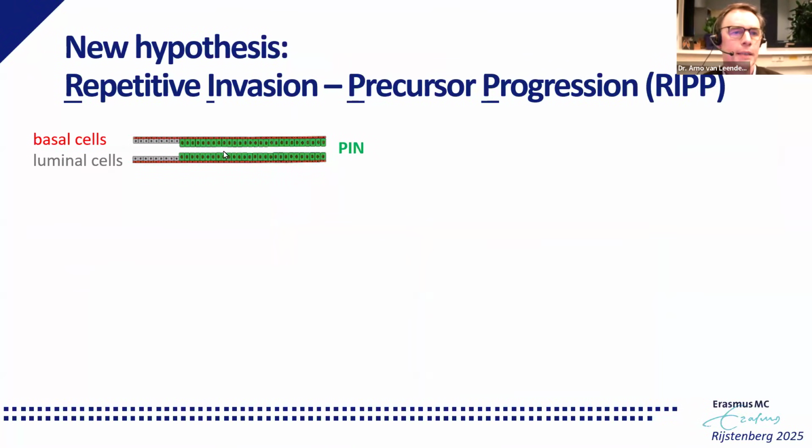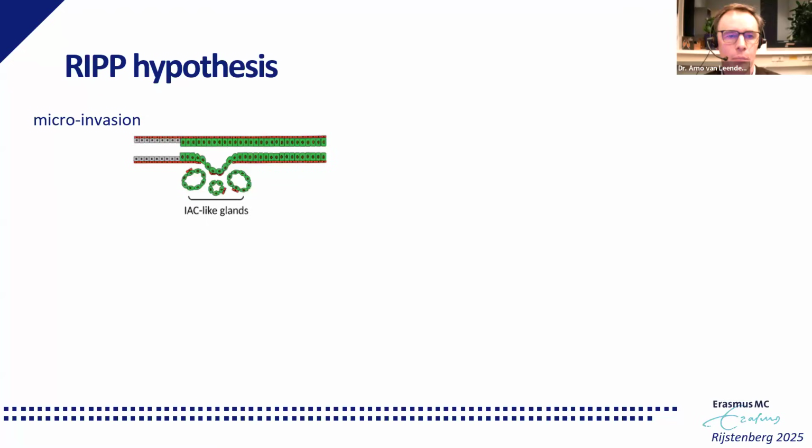And we call that the repetitive invasive precursor progression hypothesis. So basically, how do we think it will go? You will have normal prostate. The first genomic alterations will give rise to high-grade PIN. At a certain moment, high-grade PIN cells accumulate genomic alterations in which they gain the potency to invade the surrounding stroma. But they do not just break through the basal cell barrier; they invade the stroma and drag basal cells along with them. So that's why you can see some invasive glands that still have some basal cells.